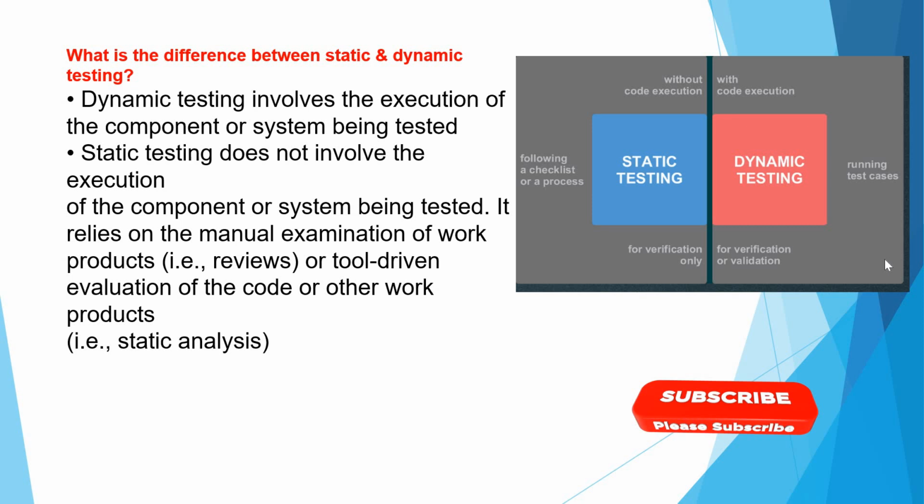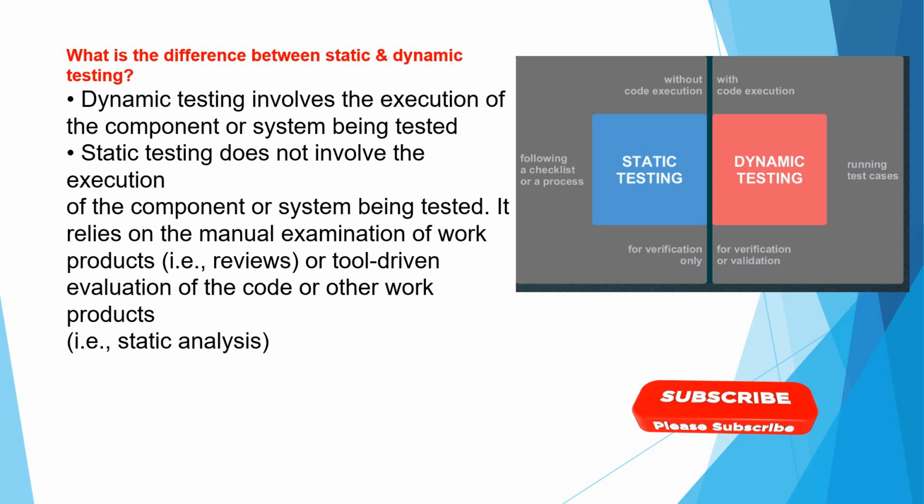What is the difference between dynamic and static testing? Dynamic testing involves the execution of the component or system being tested. Static testing, as the word says, does not involve the execution of the component or system being tested. It relies on manual examination of the work products or tool-driven evaluation of the code in the work product, which is static analysis. So without code execution is static testing, and with code execution is dynamic testing.